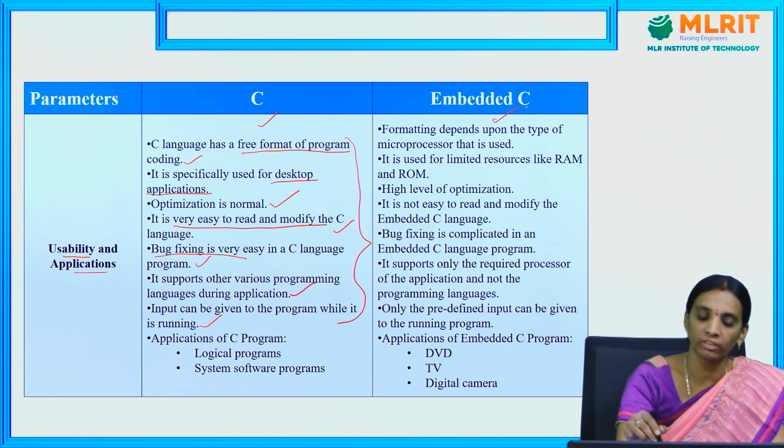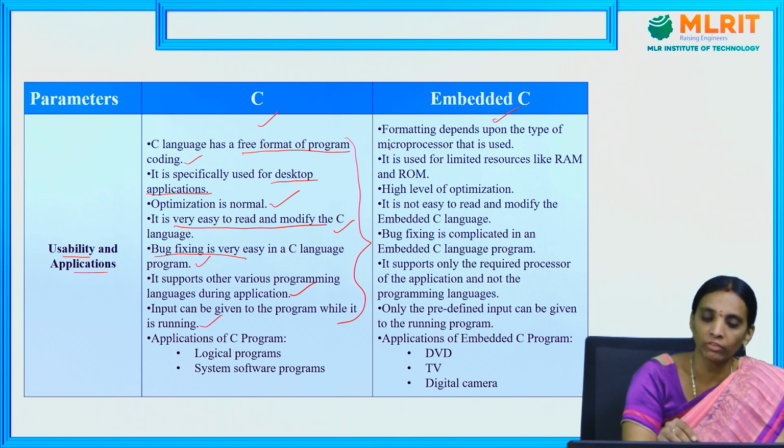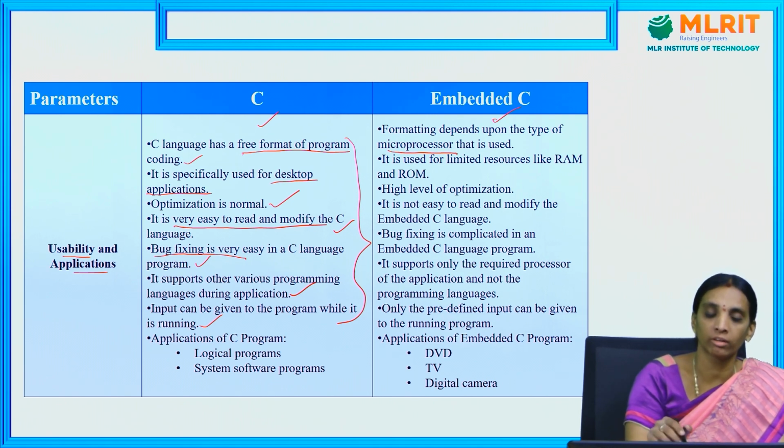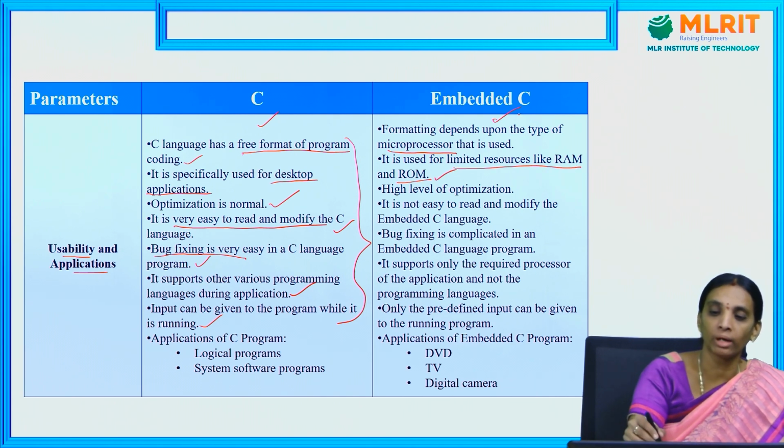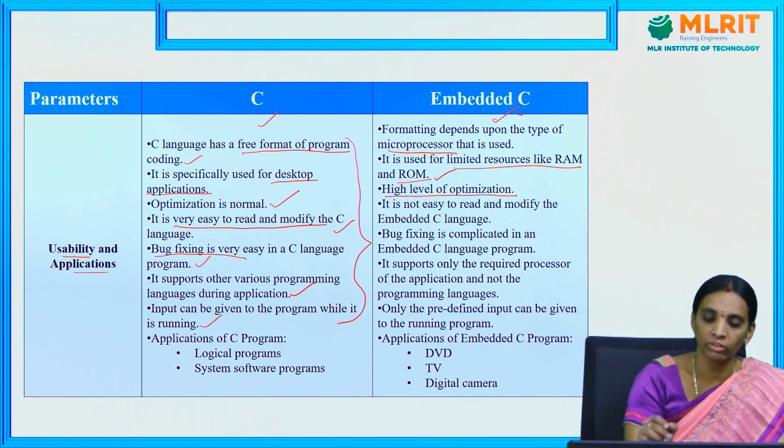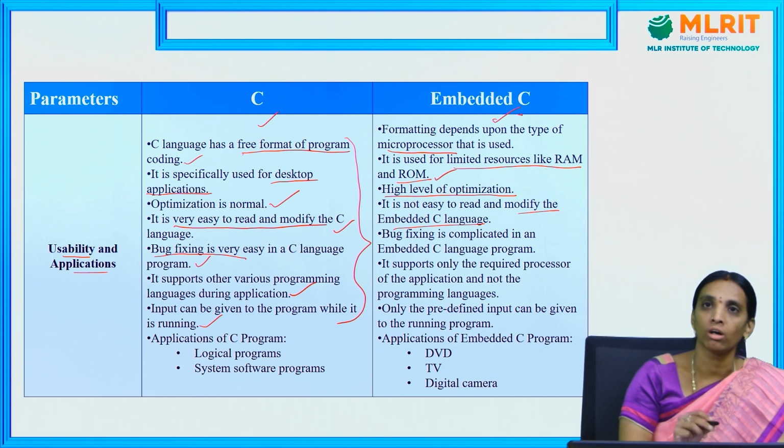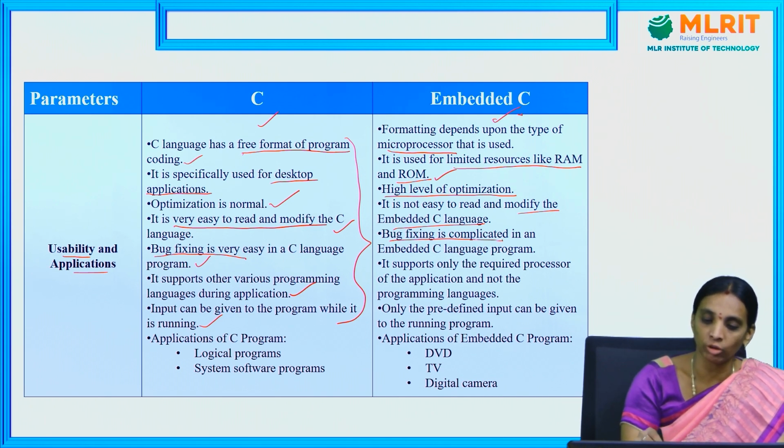While going to the embedded C language, the formatting depends on the microprocessor that is used in our design and is used for limited resources like RAM and ROM. So depending on the ROM and RAM capacity only, the program will be done. A high level of optimization should be there, and it is not easy to modify the embedded C language. As it is hardware dependent, it is not easy to change the special function registers or the register contents in the processor by using the programming. Bug fixing is complicated. It supports only the required processor of the application and not the programming languages.